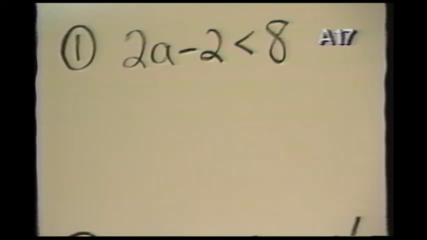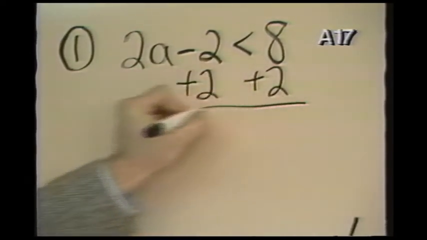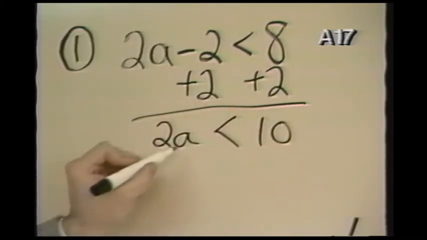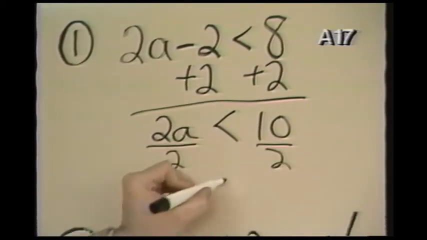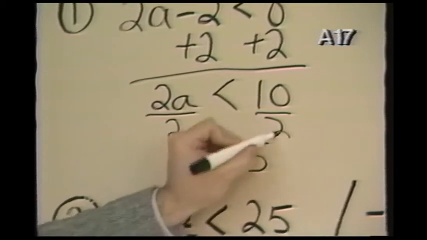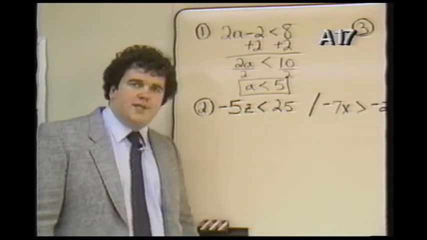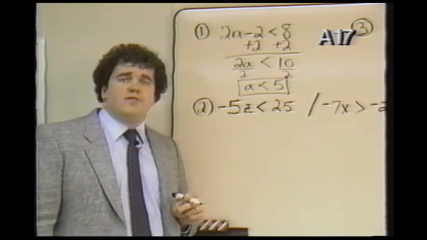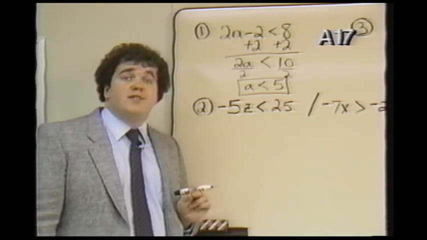2a minus 2 is less than 8. If we add 2 to each side, we're going to get 2a less than 10. And dividing each side by 2, we're going to get a less than 5. There's our answer, just like a regular equation. You can graph that on the number line. And if you don't understand how to do that, refer back to that lesson where we do graph solution sets on a number line.